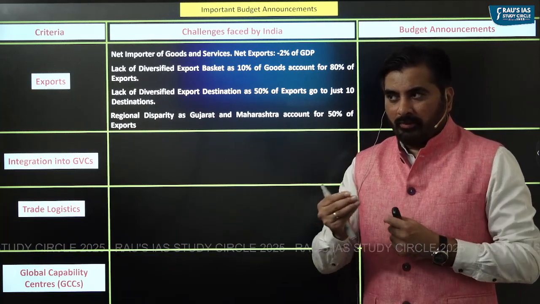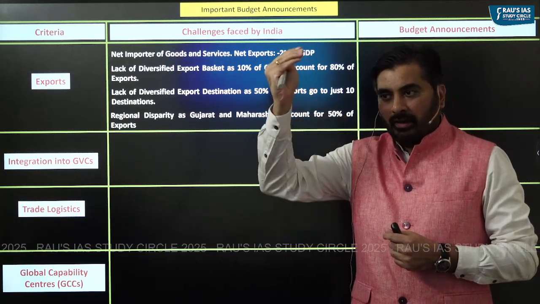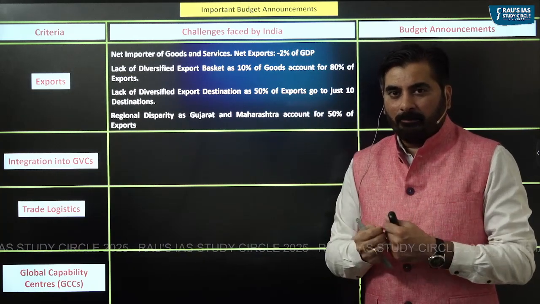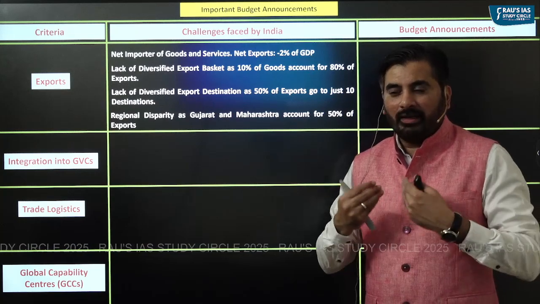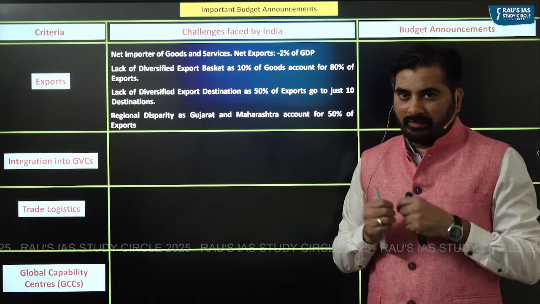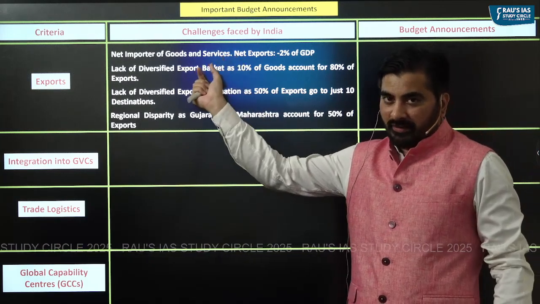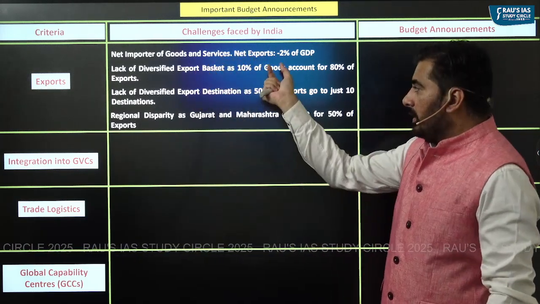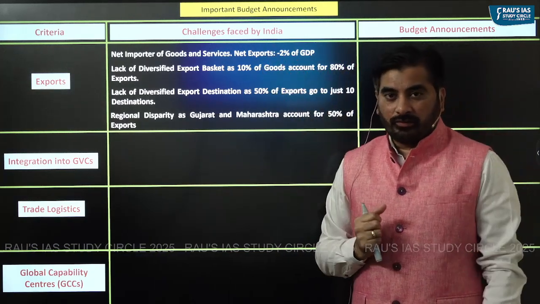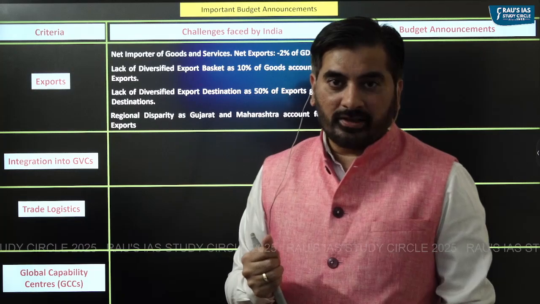Now, this is problematic because in future, if these countries like US impose additional barriers on India's imports, that is the goods which are imported from India, then it will create problems for the Indian economy. So we need to diversify the export destination. Same way, our export basket is also not diversified. The reason, as you can see, 10% of the goods account for almost 80% of our exports. So for example, engineering goods, like I said, they account for 25% of our exports.